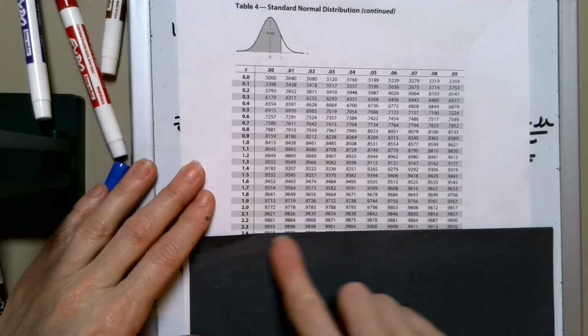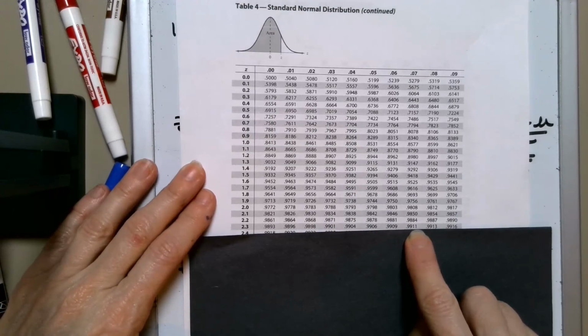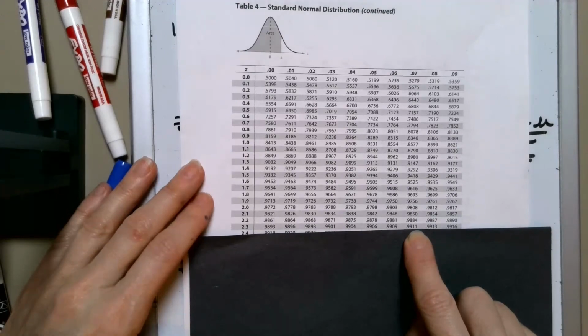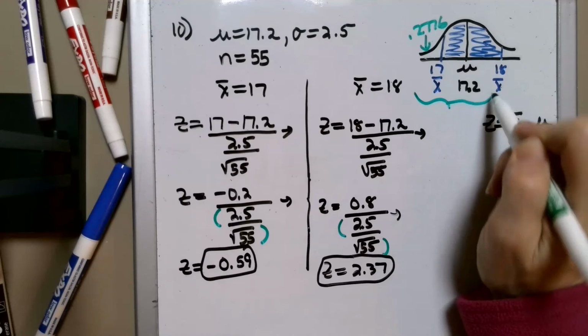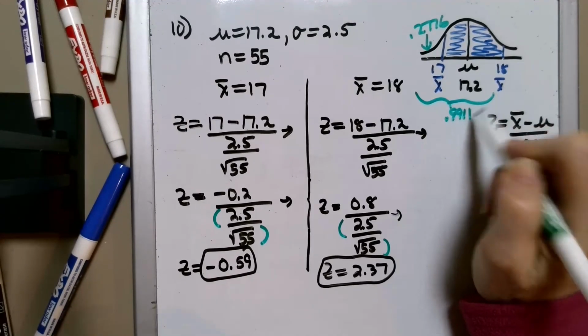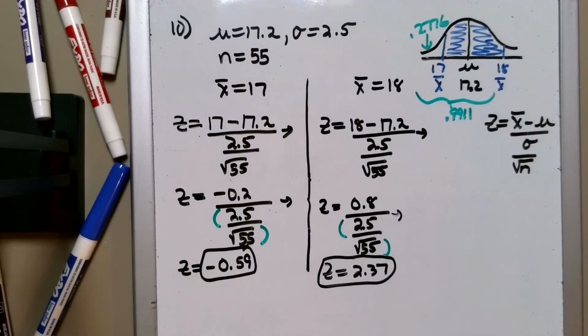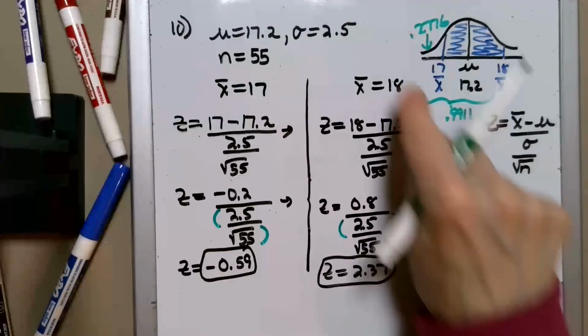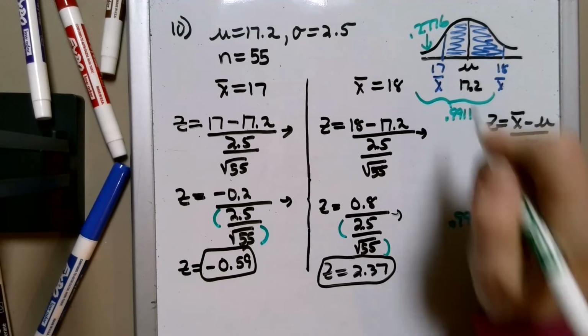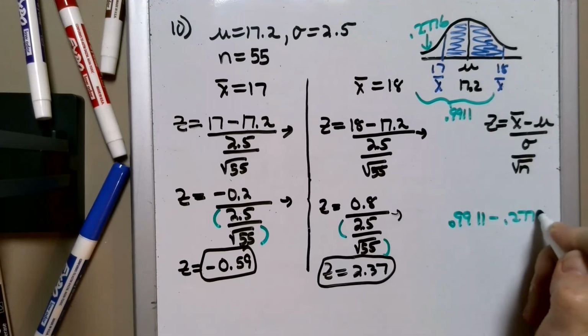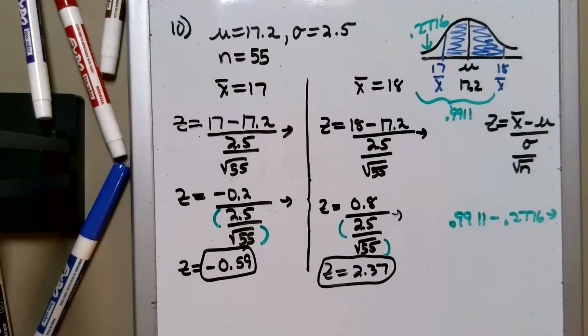So I'm going to look up 2.37. So row 2.3 and then 700ths is going to give me 0.9911. And again, that is the area to the left. So all the way, 2.37, right? That all the way to the left, 0.9911, 2.37, yeah. So all the way to the left tail. So from 0.9911, I'm going to subtract the unshaded 0.2776 to get our answer.